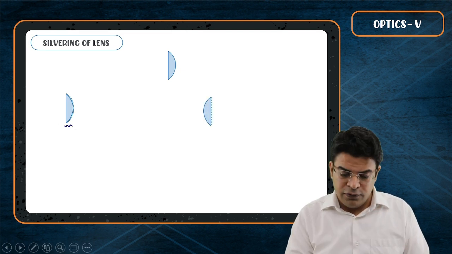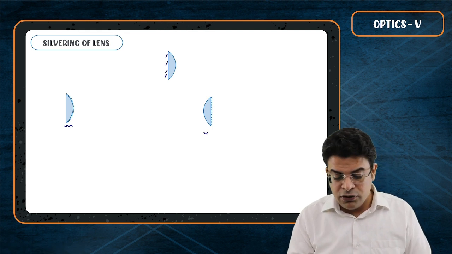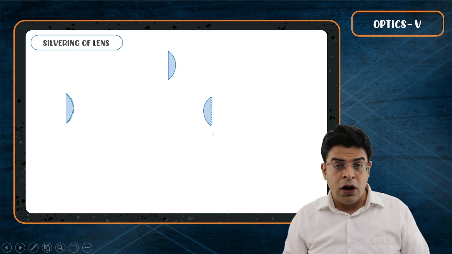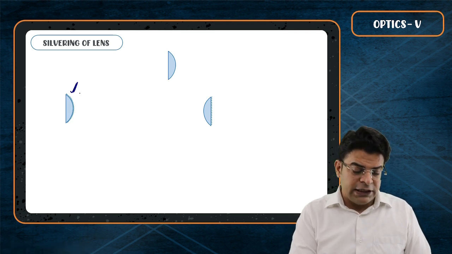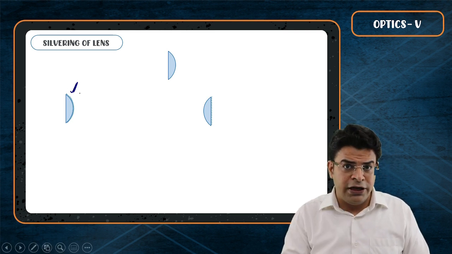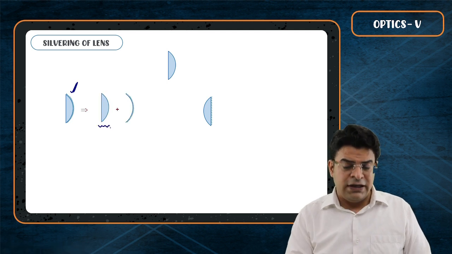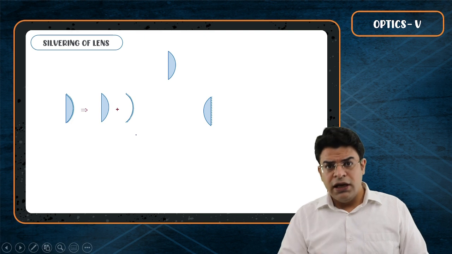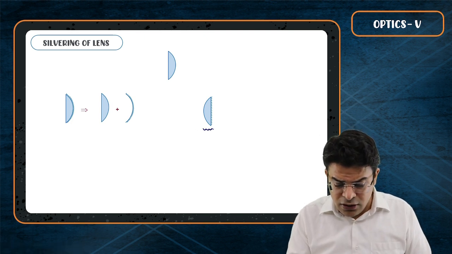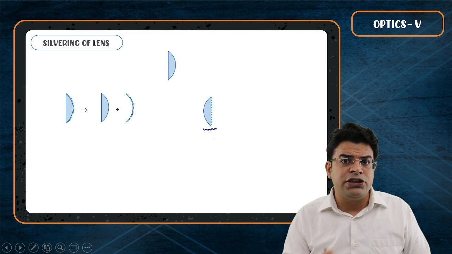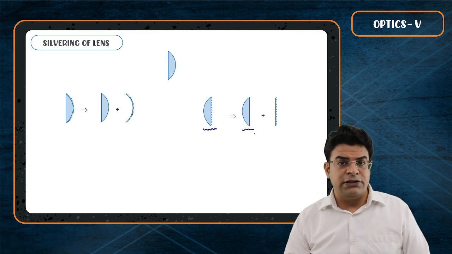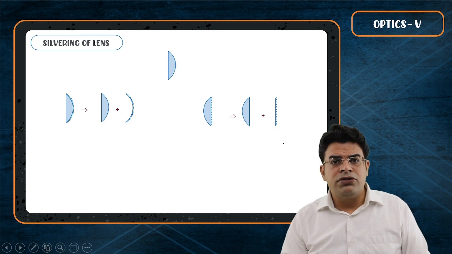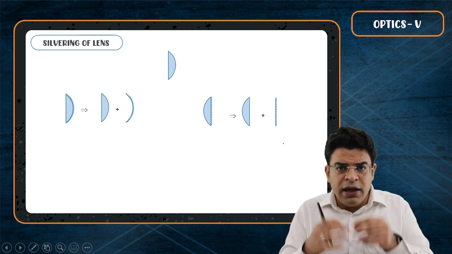And even if you silver the flat surface, you can again think of it to be a combination of lens plus mirror. How? See. In the first case, you will take it as a combination of plano-convex lens plus a concave mirror. In the second case, you will think of it to be a combination of plano-convex lens plus a plane mirror. Now sir, how to find the effective focal length?